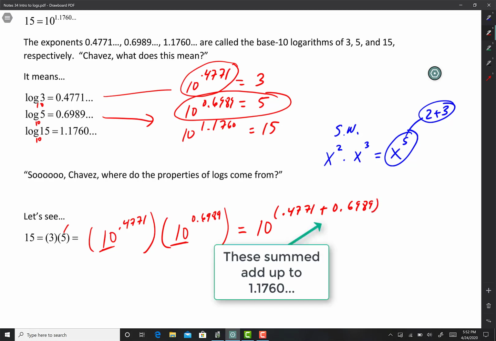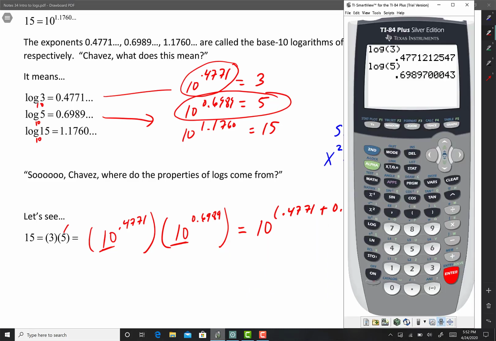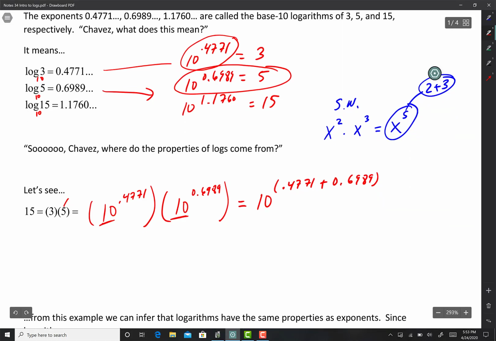I hope you guys followed along there. That is a true statement. If I go to my calculator and type 10 to the power, then scroll up and push enter on that 0.477, plus, then go to the 0.69 and push enter again, and then push enter, I get 15. Awesome. There it is. No big deal. Was that simple? Okay, great.